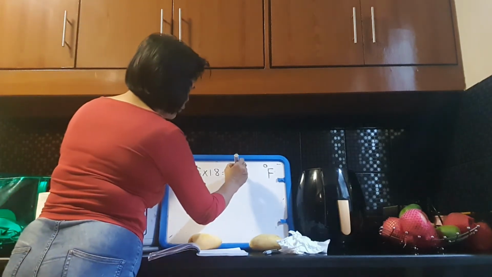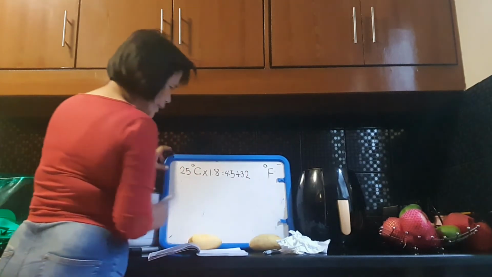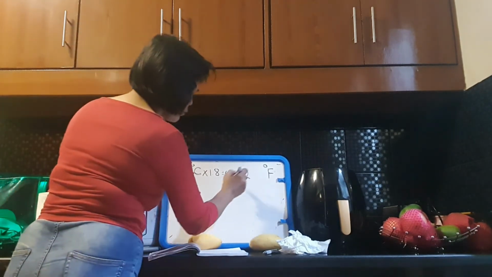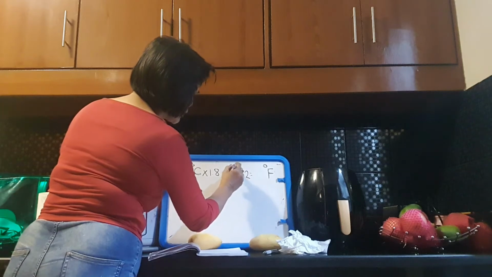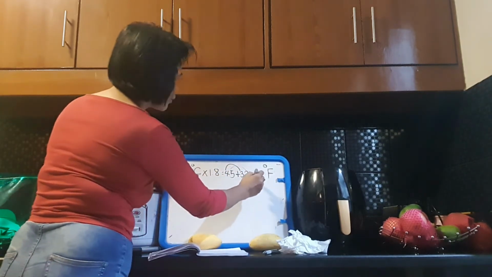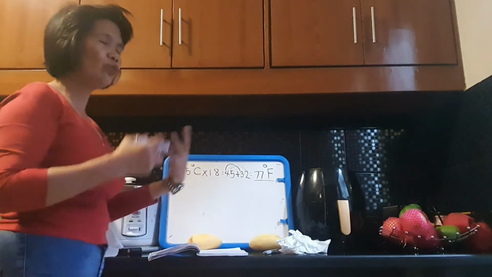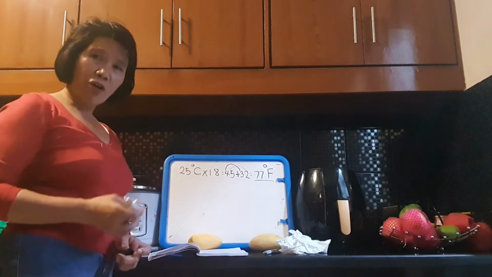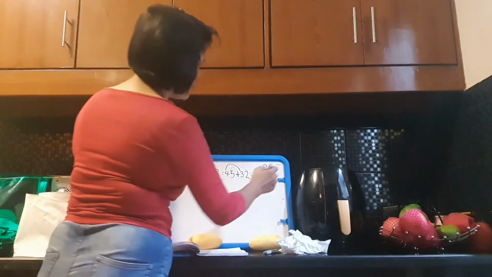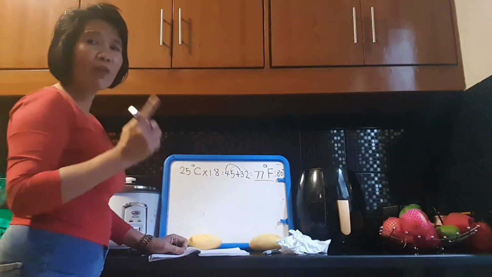Now, you have to add 32. 45 plus 32. So that is now, okay, 5 plus 2, 7. 4 plus 3, 7. Ito ngayon yung sagot nyo. 77 degrees Fahrenheit. So, if you're going to round it off to the nearest 10, so that would be, okay, 80 degrees. Okay, so maliwanag ha?